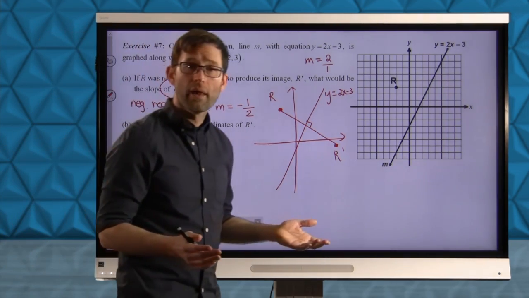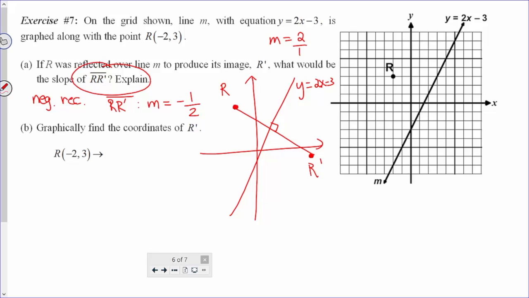Let's start drawing the line segment. Since it's got a slope of negative 1/2, it means that for a run of 2, it's going to fall by 1. Run of 2, fall by 1, run of 2, fall by 1, etc. So what I can tell is that it's going to land right there. It's going to be at the point 6, negative 1.